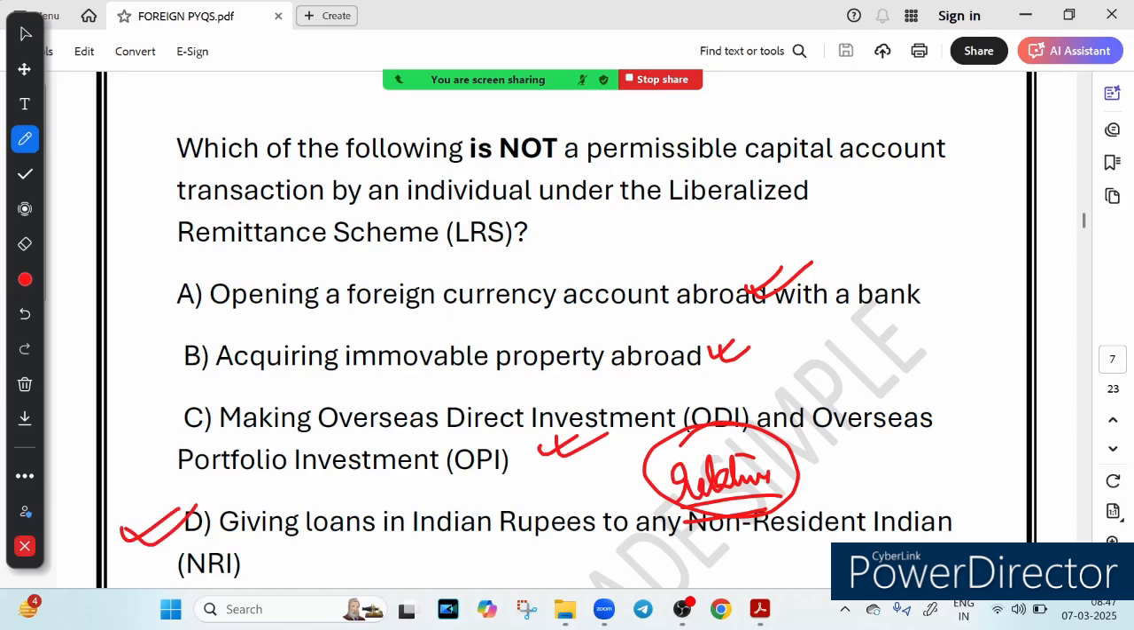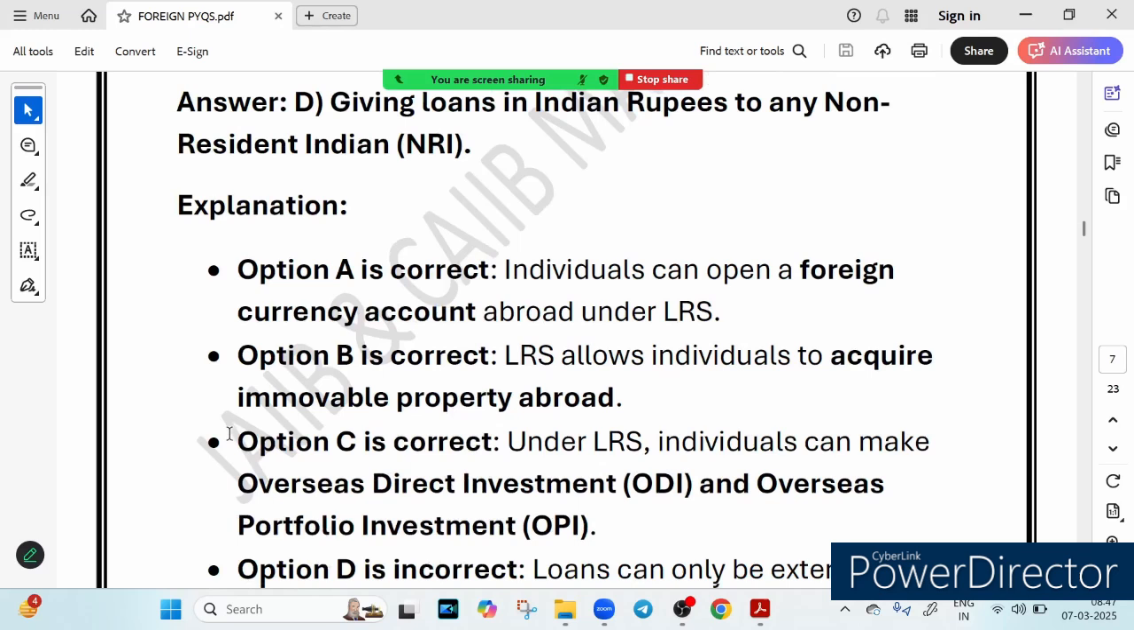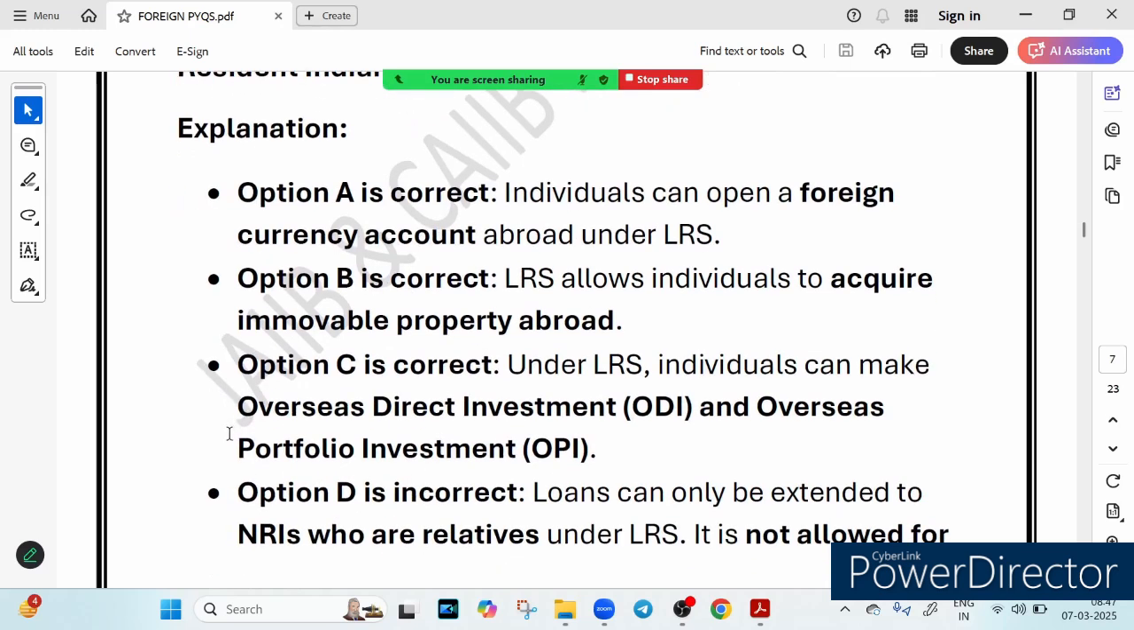So let's summarize. There are some key points which you must keep in mind. Some questions can be asked regarding what is not a capital account transaction. LRS allows capital account transactions like opening a foreign currency account, buying property, making investment abroad. A loan under LRS can only be given to NRIs who are relatives as per the Companies Act. Always check the specific condition before making a transaction under LRS.